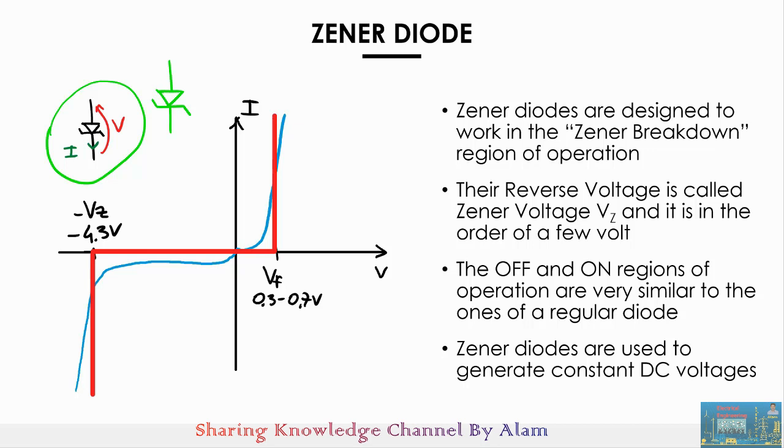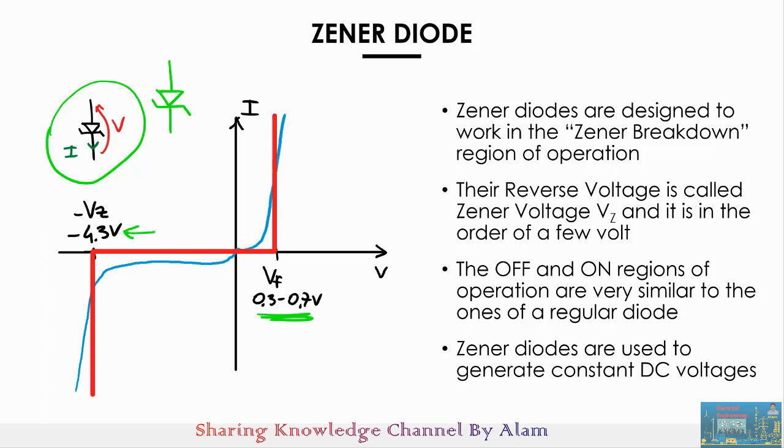Looking at the IV curve, we can see that the on and the off region are very similar to the standard diode, with a forward or threshold voltage between 0.3 and 0.7 volts. The big difference is in the breakdown region. With a standard diode, the breakdown region starts for very high negative voltage, whereas with a Zener diode, we have much lower voltages, for example, minus 4.3 volts in this case.